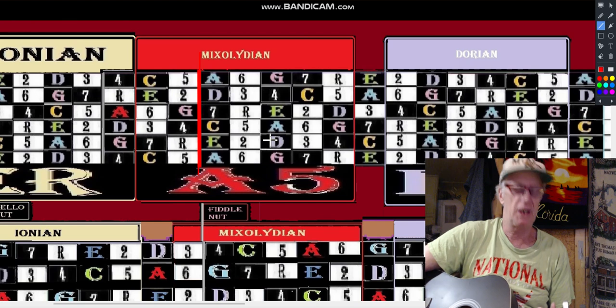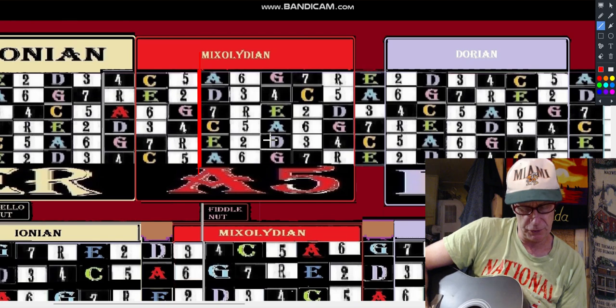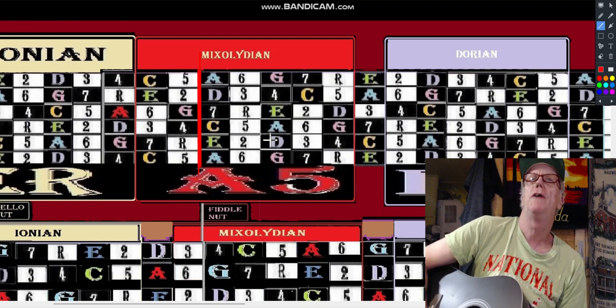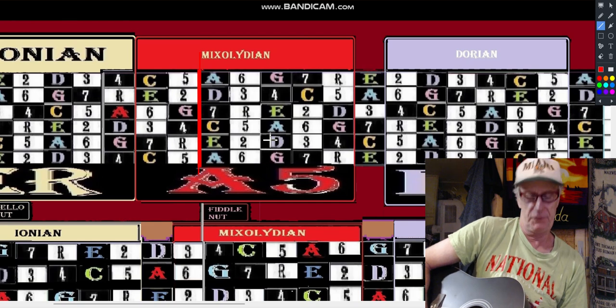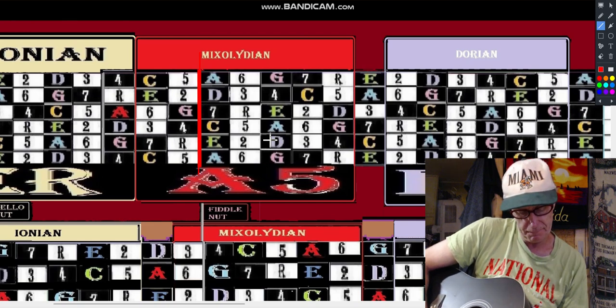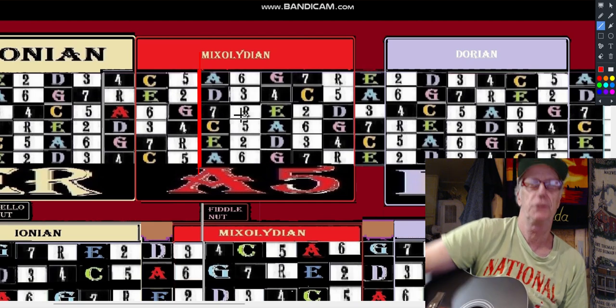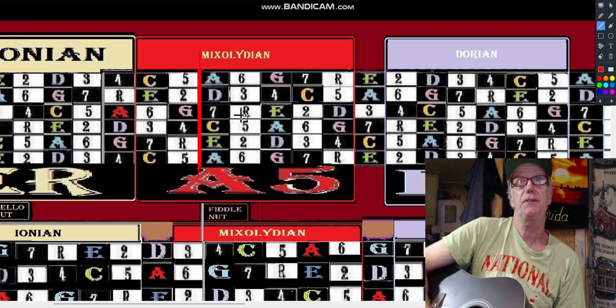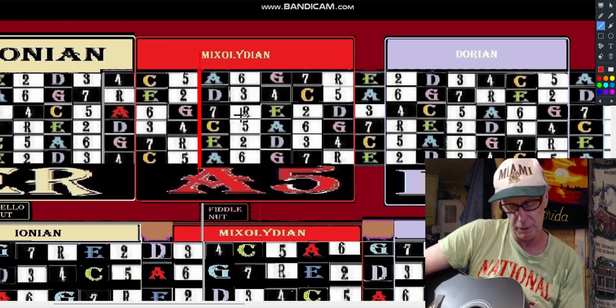So we want to play 5, 6. So we're going to go 5, 6, 7, root 2, 3, 4, 5, 6, then 7 root, and then 2, 3, 4, and then 5, 6, 7. Only two notes on that G string because it's cut out. Otherwise, we would get that 2, 3, 4. We'd get 5, 6, 7, root 2, 3, 4, 5, 6, 7, root. And the 2 would be up here.